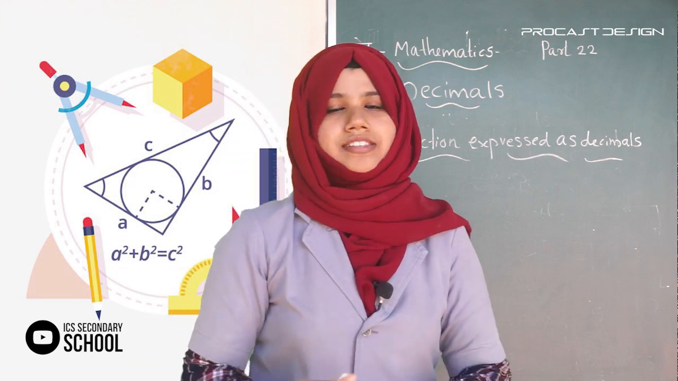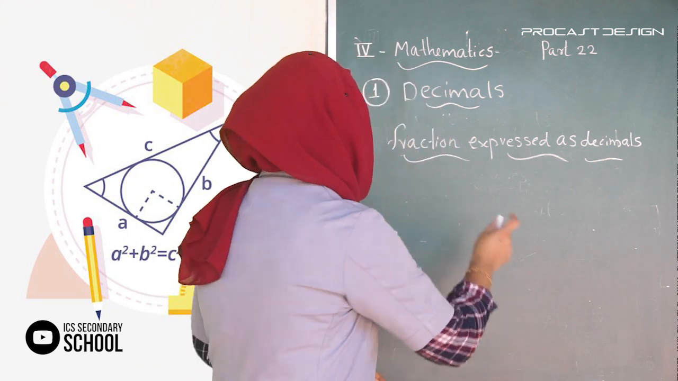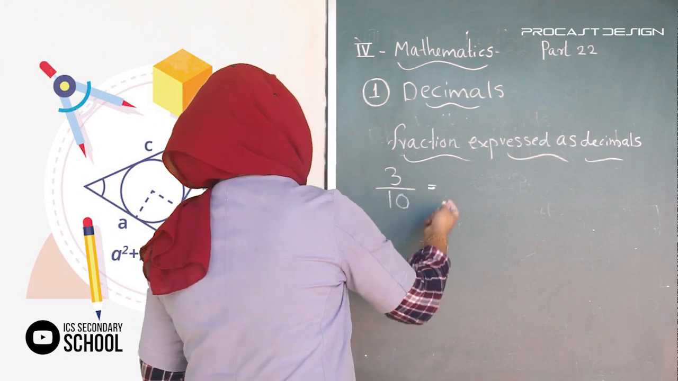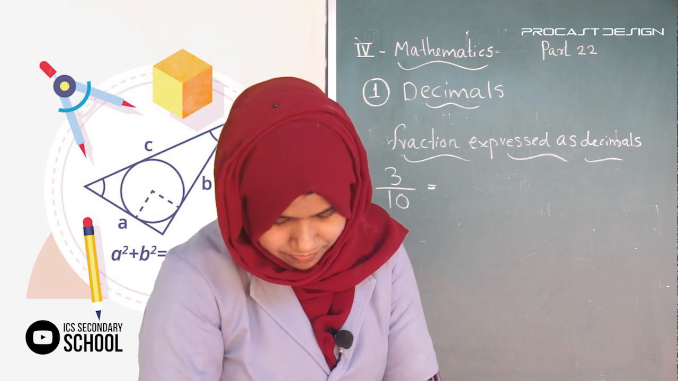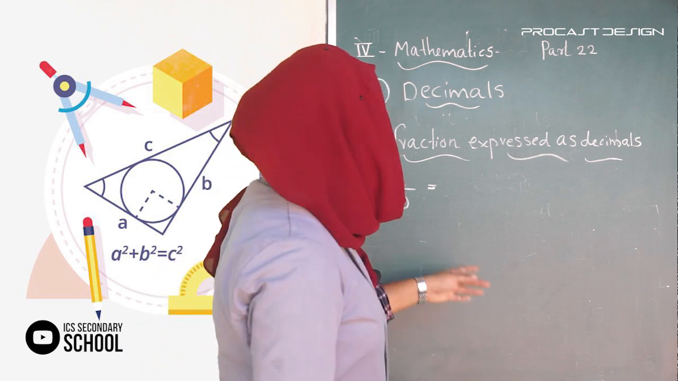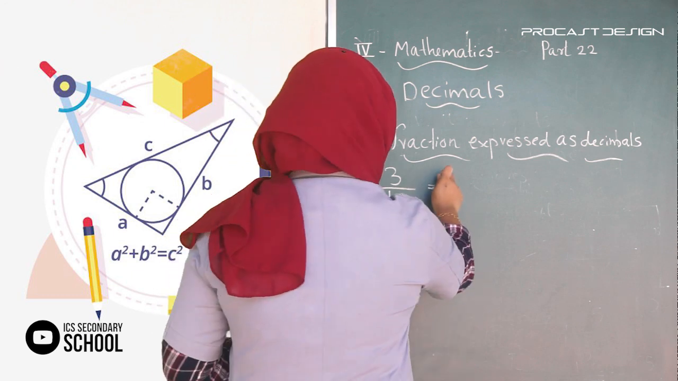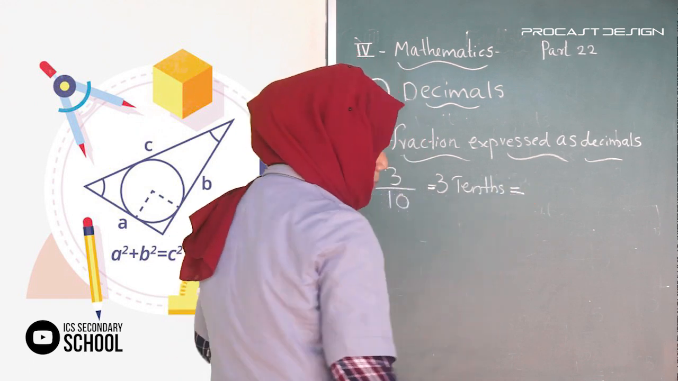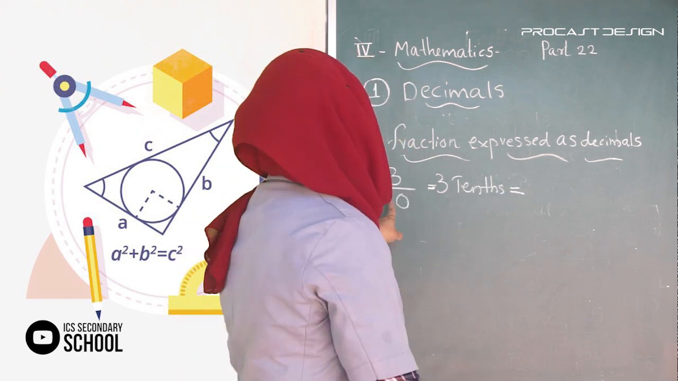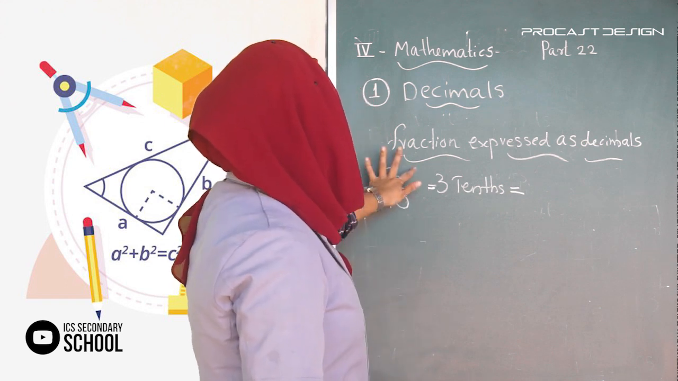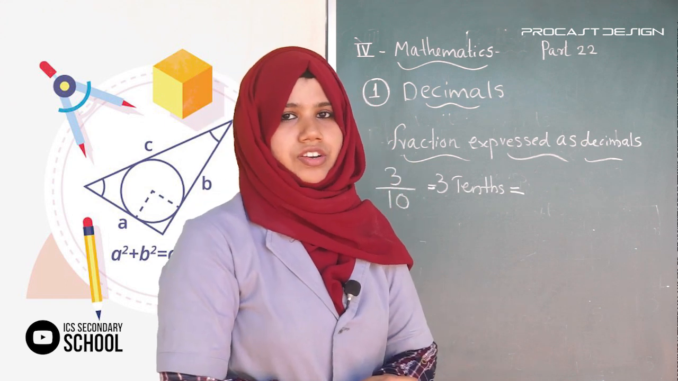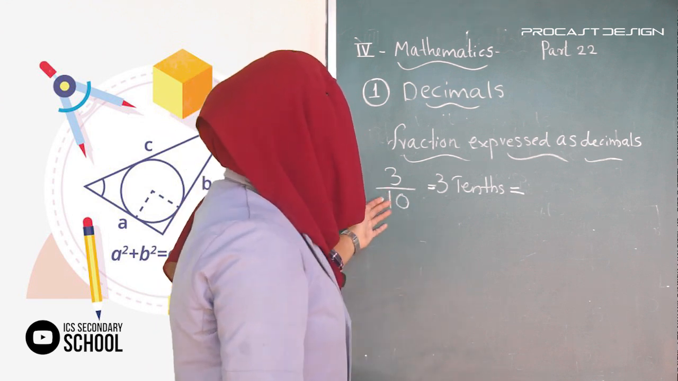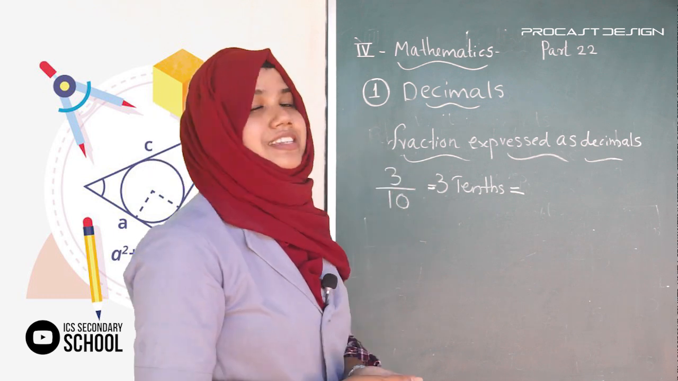Fractions expressed as decimals. I will write one question. Here, 3 by 10, or 3 tenths. So here this is a fraction. We have to express these numbers as decimals.